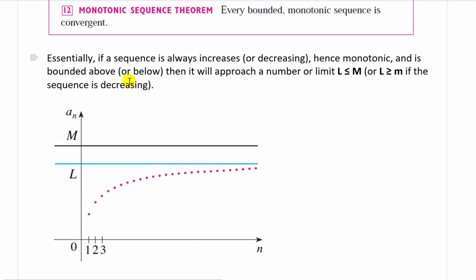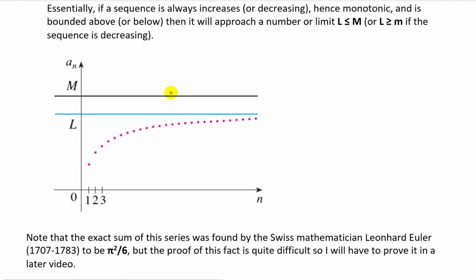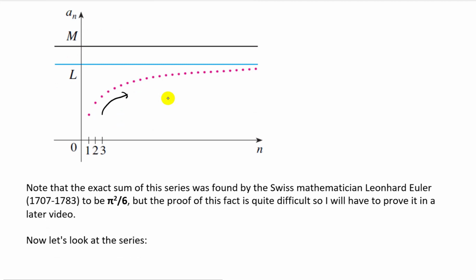Essentially, to recap, if a sequence is always increasing or decreasing, hence monotonic, and is bounded above or below, then it will approach a limit L, which is less than or equal to M, or greater than or equal to M if the sequence is decreasing. For example, if it's going to be less than this number M, there's going to be some sort of limit. It could be equal to M if it's bounded below, and the sequence just converges to it. That's pretty much a monotonic sequence, because this one's always increasing and bounded.